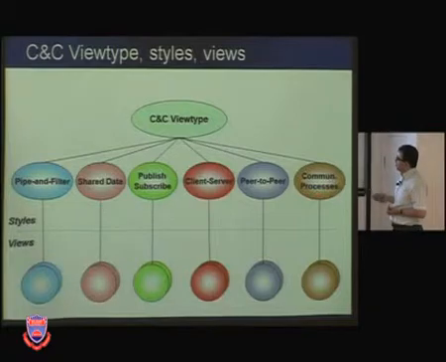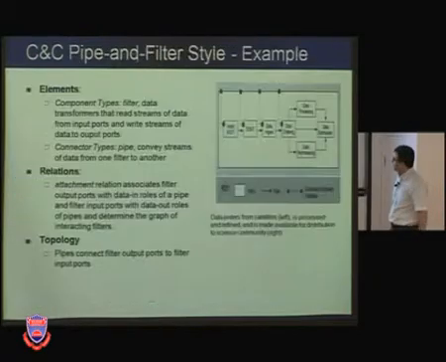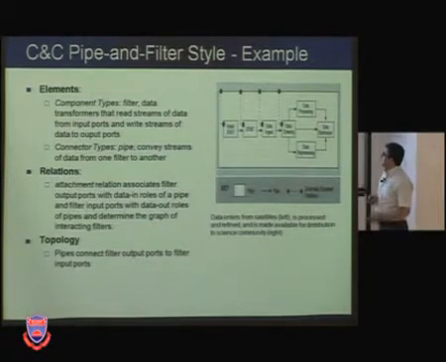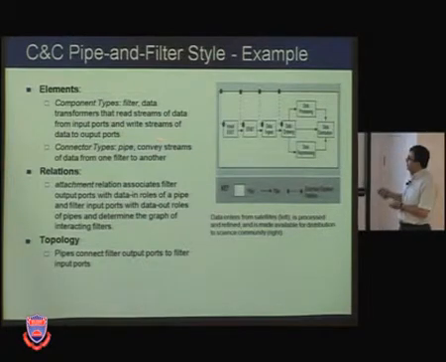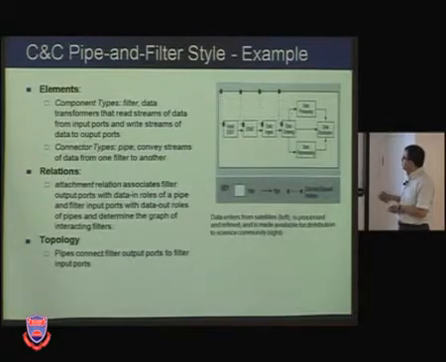We have a similar situation. At the top we have the view type, the component and connector view type. The view type is constrained, which typically results in a set of styles, and by instantiating from the styles we can derive the views, the contextual views. The C&C pipe and filter style is an example. I will not discuss all of them, just a few.